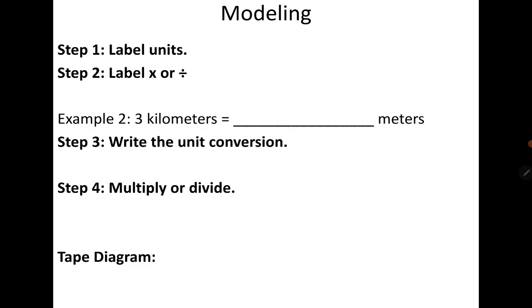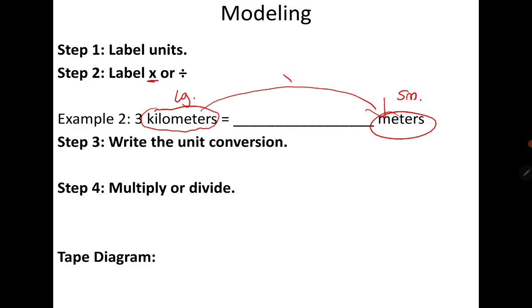Okay. Example 2, 3 kilometers is equal to how many meters? So just like we've been doing, we're going to label kilometers to meters. So a kilometer is the distance from Lafayette to Kroger. A meter is the length of a baseball bat. So kilometers are definitely larger. So we're going larger to smaller. Remember, that means we multiply.